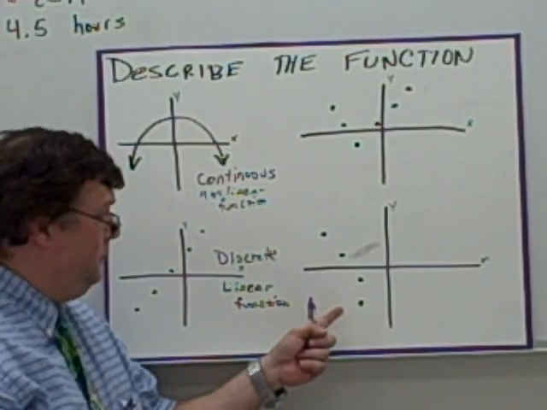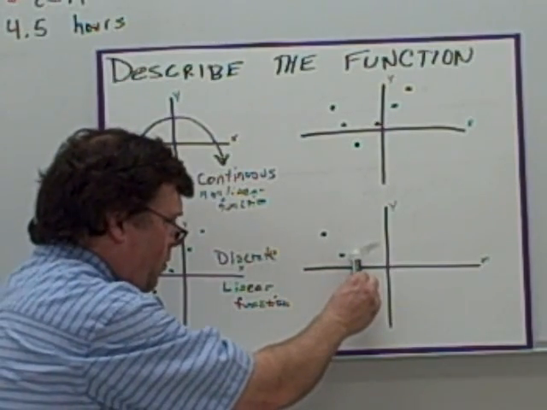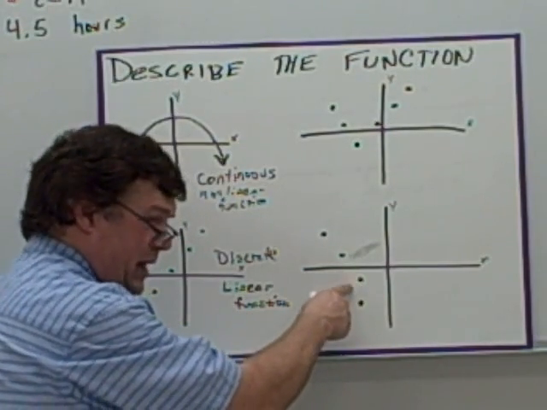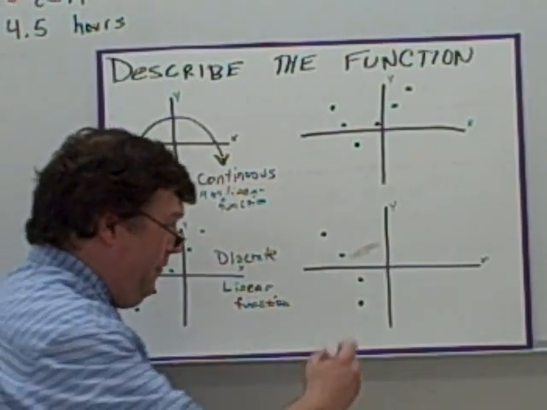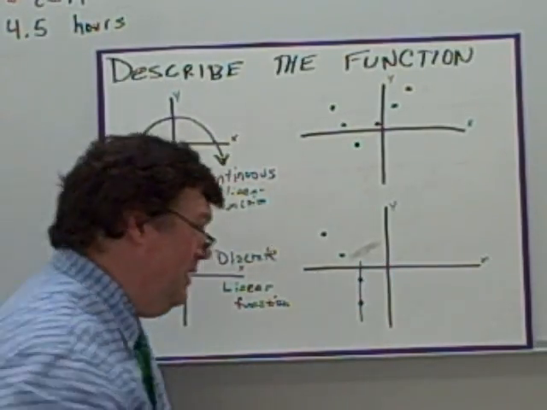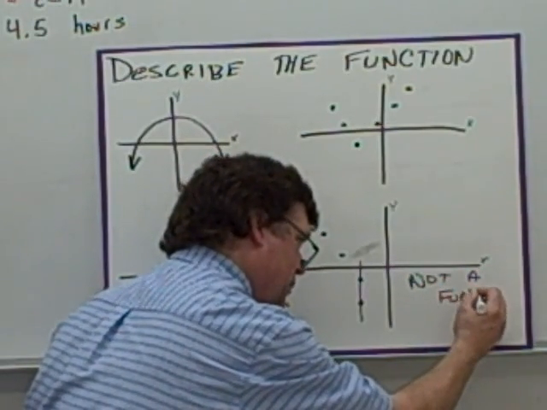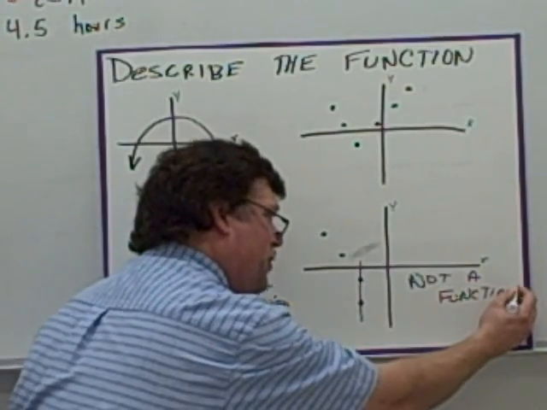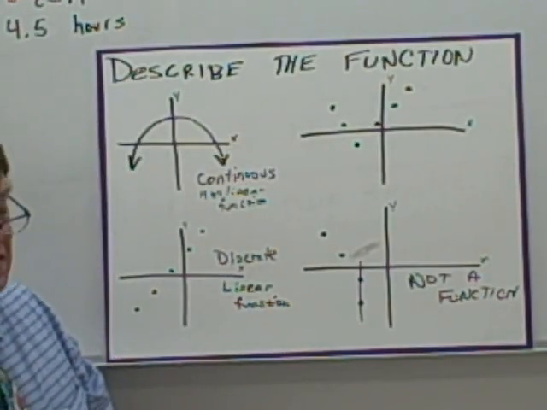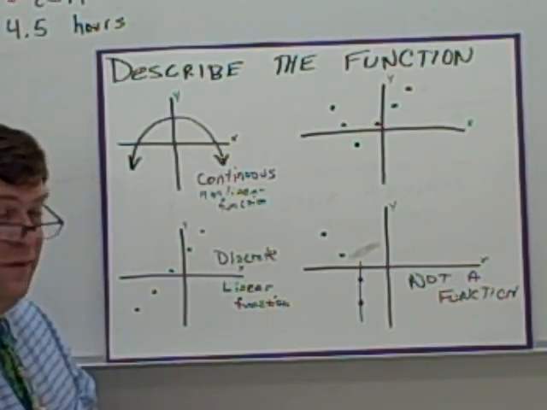Over here, as you're going down the points, if you put a pencil on the table here, oh, wait a minute, you see that? These two points have the same x value. If they have the same x value, it means this is not a function. So we cannot give it any further description. You might say it's discrete because there's definitely no line through it, but it's not a function.